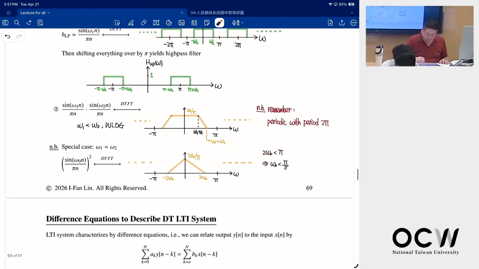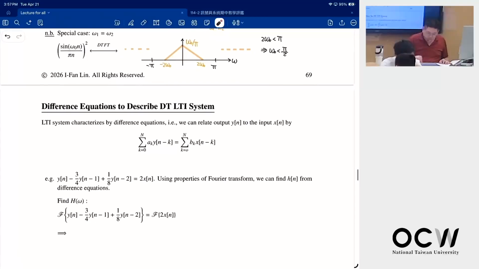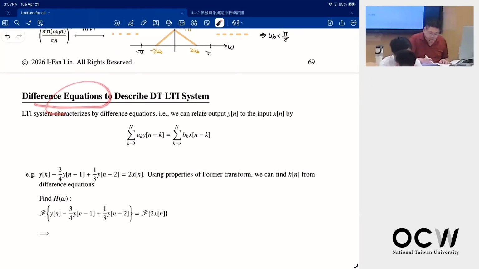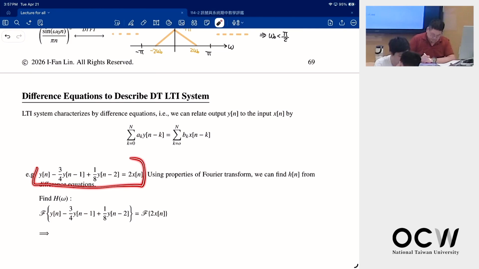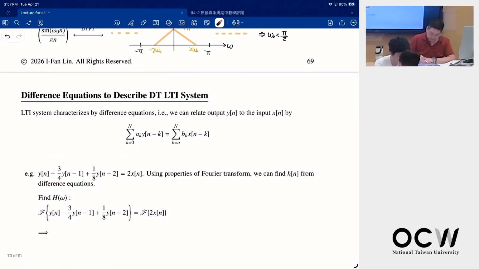Right, if you don't have any questions for this, now let's see the difference equations for the discrete time LTI system. For the discrete time LTI system, I need difference equations. We can relate the output to the input. Here is the relationship. For example, I have a system, and then I want to find h[n] from this difference equation.